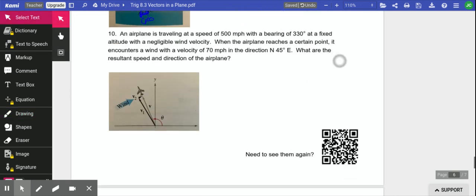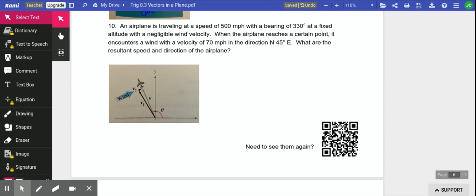All right, number 10. This is the one you're not going to like me on. That's okay. I can deal with that. An airplane is traveling at a speed of 500 miles per hour with a bearing of 330 at a fixed altitude, and there's no wind. But then it gets to a certain point and it encounters a wind with a velocity of 70 miles per hour in a direction north, 45 degrees east. What are the resultant speed and direction?